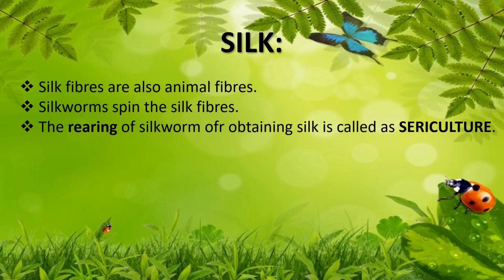Like we have agriculture, it is the process in which we get the grains out of the plants. In the same way, this is the process in which we get the silk from silkworm, and this process is called sericulture.